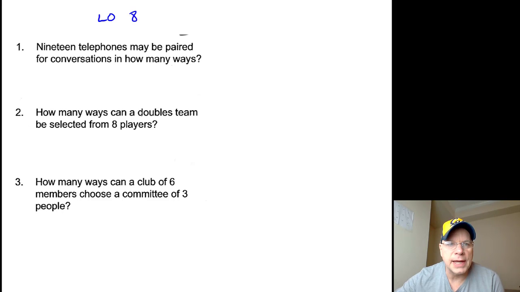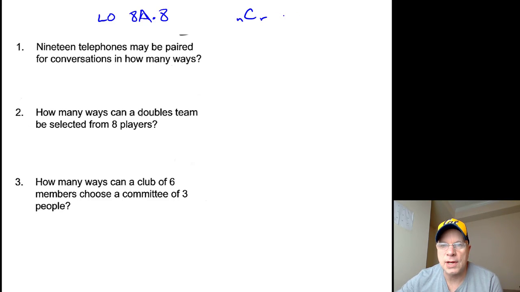This is learning opportunity 8A.8, and it's okay to use a calculator. You're going to have to write the formula first, and I'll just remind you, I think it's written on your assignment, certainly it's on your notes, but a combination of n items taken r at a time is n factorial divided by n minus r factorial.